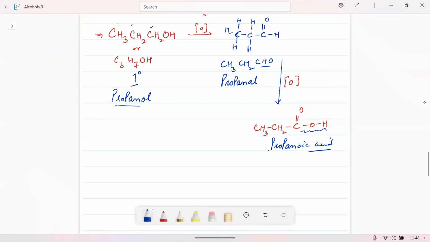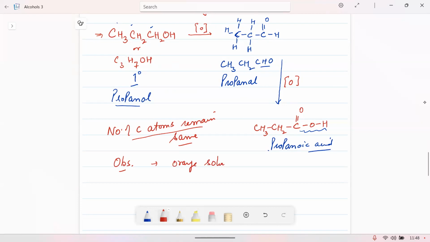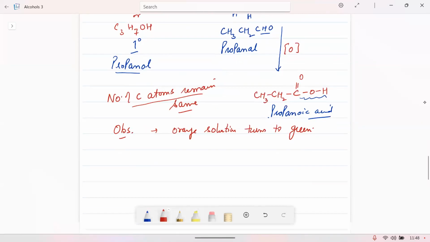That's a simple thing. The important thing is that the number of carbon atoms remains the same. Observation: because oxidation is taking place, the orange solution turns to a green solution. The species responsible for the orange solution is Cr2O7 2 minus, and the green is due to Cr 3 plus.